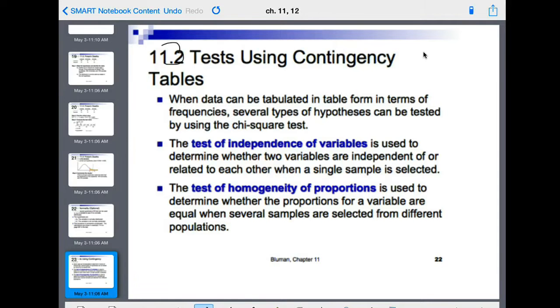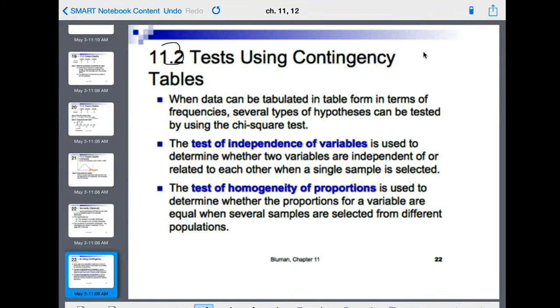When data is tabulated in table form in terms of frequencies, several types of hypotheses can be tested by using the chi-squared test. The test of independence of variables is used to determine whether two variables are independent of or related to each other when a single sample is selected. The test for homogeneity of proportions is used to determine whether the proportions for a variable are equal when several samples are selected from different populations.